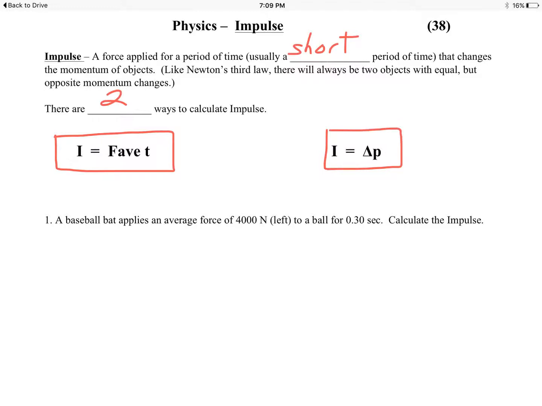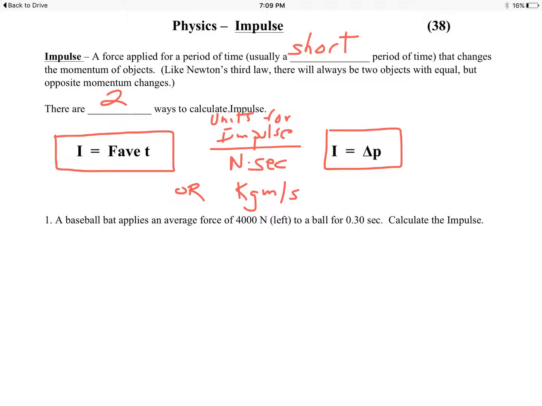Now the units for impulse are either Newton seconds, because you're taking a force times a time. Newtons are the units for force, times seconds. Or you can have the same as momentum units, which are kilogram meter per second. So there's two possible units.